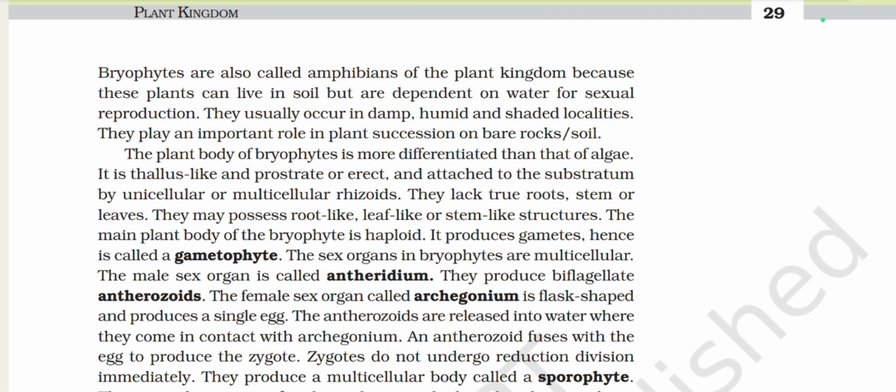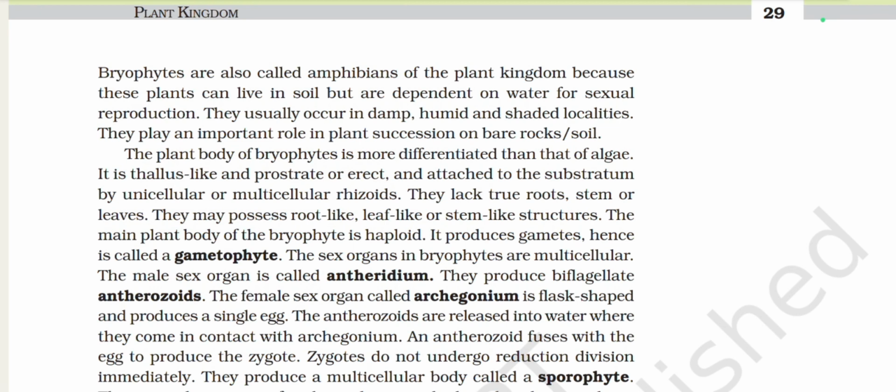They play an important role in plant succession on bare rocks or soil. The plant body of bryophytes is more differentiated than that of algae. It is thallus-like and prostrate or erect and attached to the substratum by unicellular or multicellular rhizoids. They lack true roots, stem, and leaves. They may possess root-like, leaf-like, or stem-like structures.